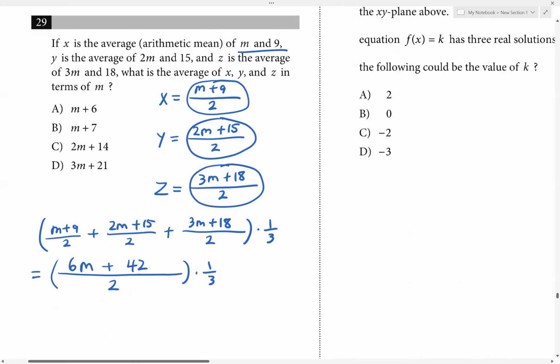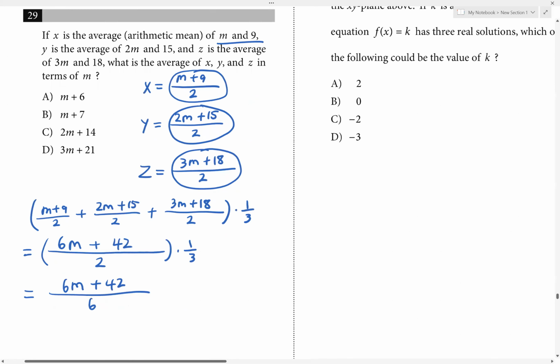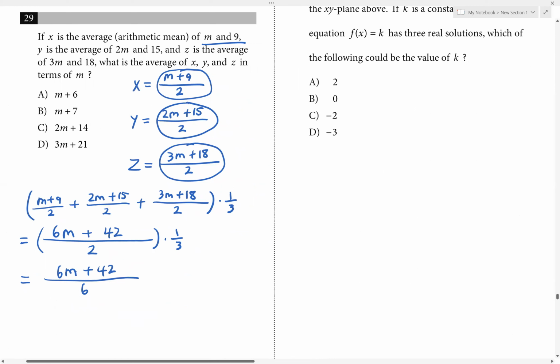Okay, so we can simplify the inside parentheses, or we can just multiply by 1/3 right away, because the 3 is on the bottom. So we do 2 times 3 on the bottom, we should get a 6. On the top, we have 6m plus 42. And then last step, we can actually divide this out because 6 and 42 are all divisible by 6. So 6m divided by 6 is just m, plus 42 divided by 6, that is 7. Okay, so you get m plus 7, which is letter B for question 29.